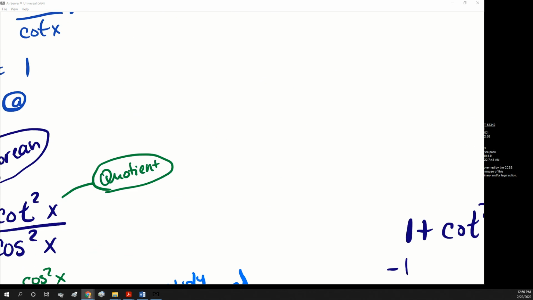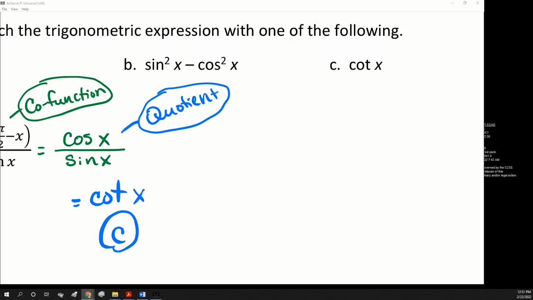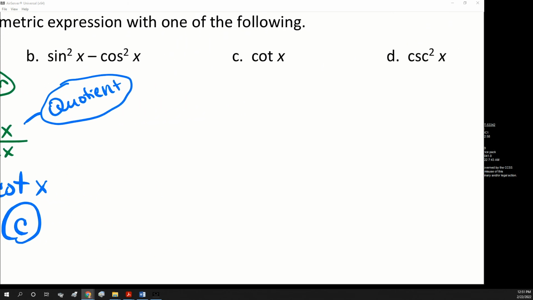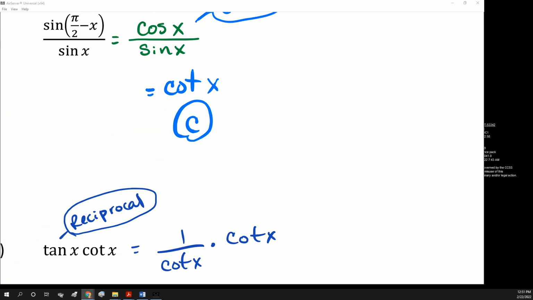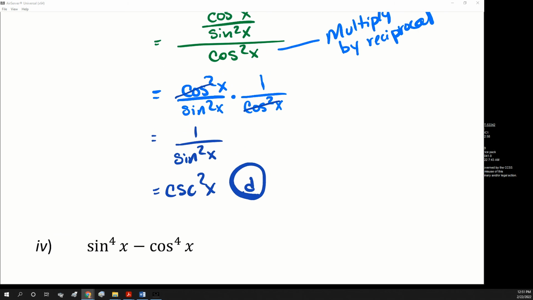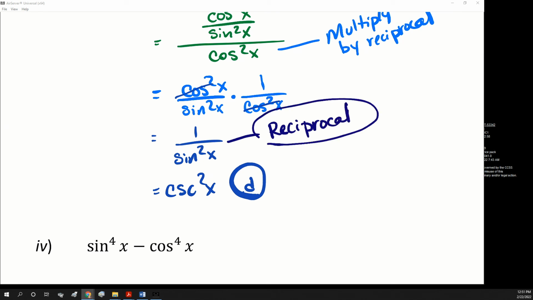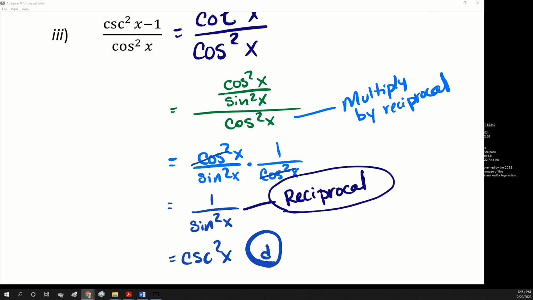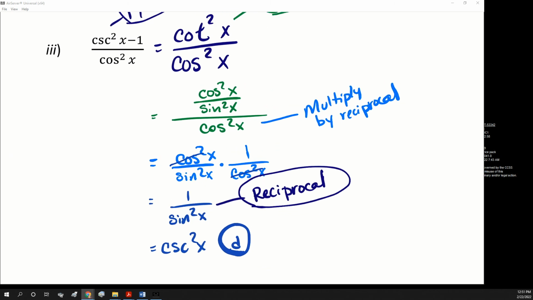Now that is not an answer choice. But does it equal one of the answer choices? Yes. It equals cosecant squared of x. So that is D. All right, so we had to use, bless you, I'll add this in here. We had to use 3 identities and some algebra to do that problem. All right, any questions?